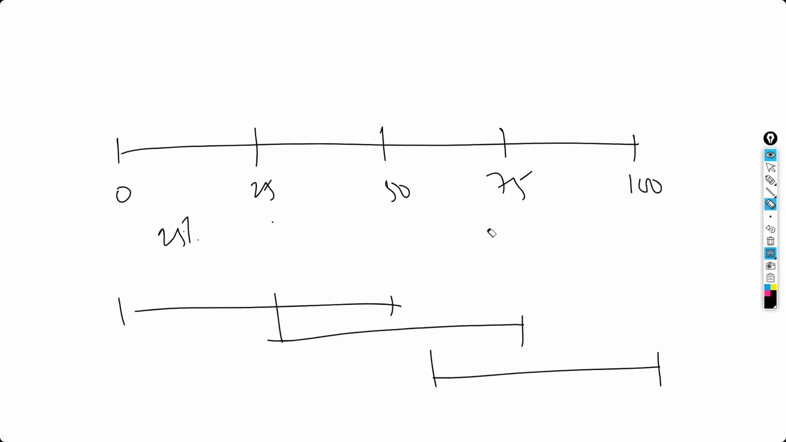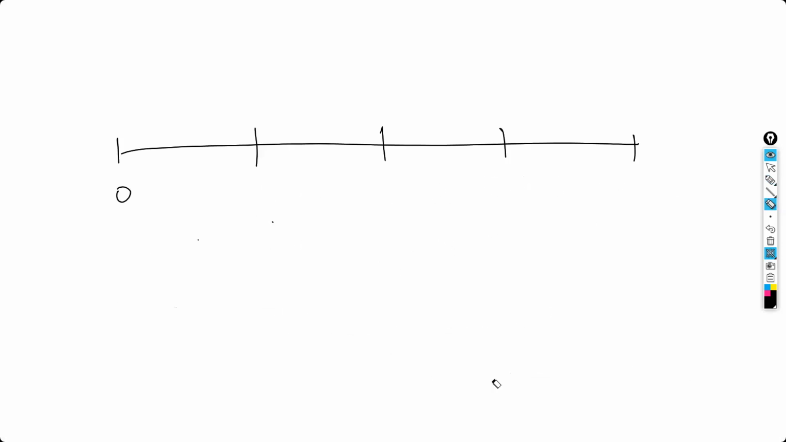Basically here, if I write more clearly, let me write more clearly. This is 0 to Q1. How much percentage? 25%.